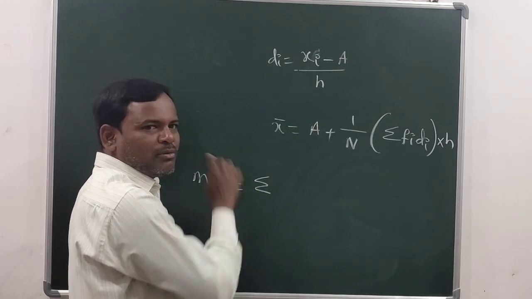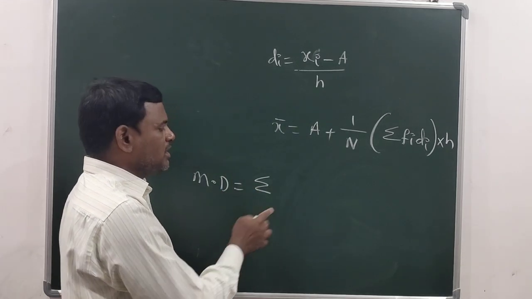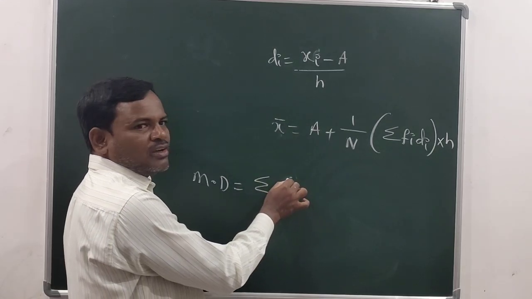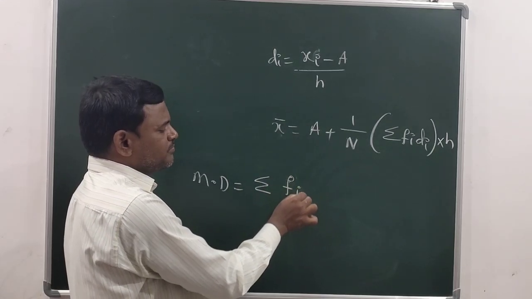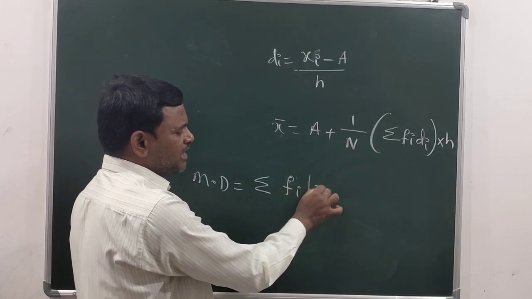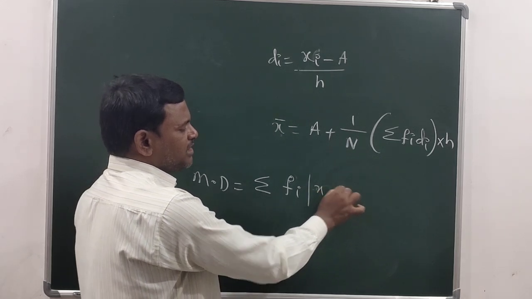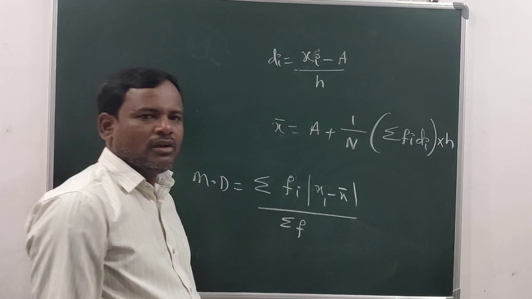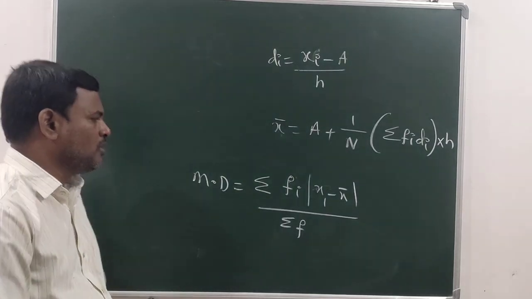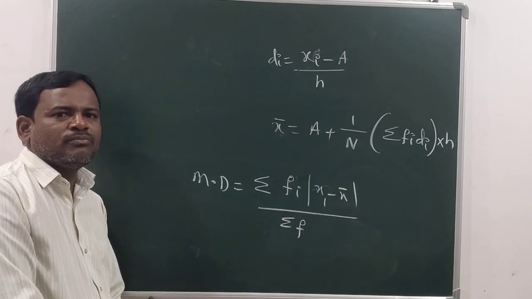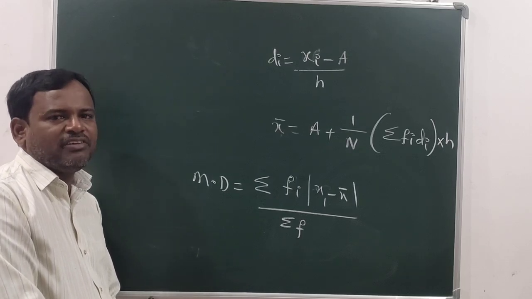So subtract x bar from every observation. See, you can apply this, you prepared x bar, na? Now summation fi modulus of xi minus x bar by sigma f. Okay students, so this formula you have to apply to find mean deviation.